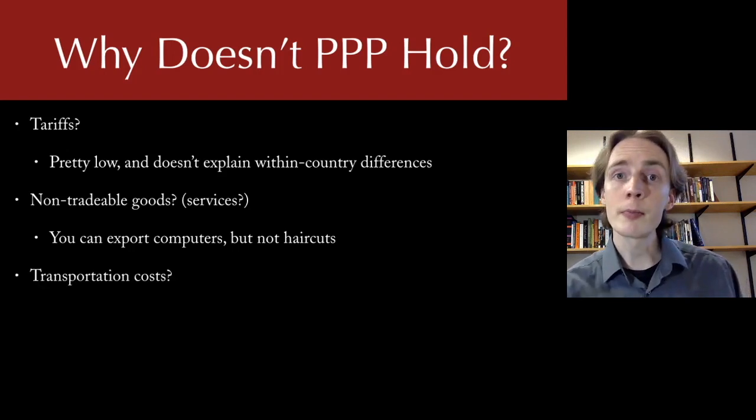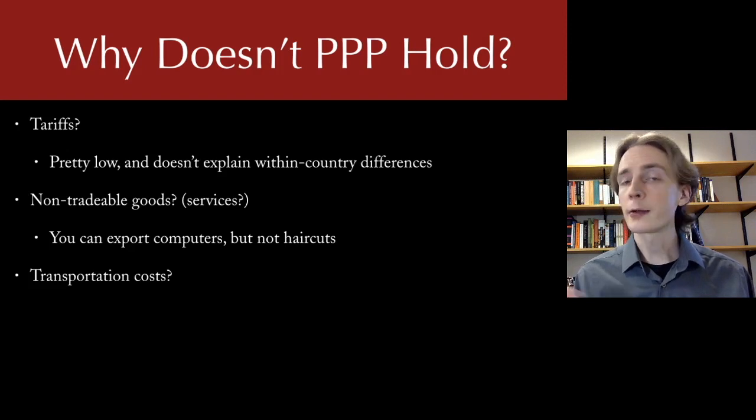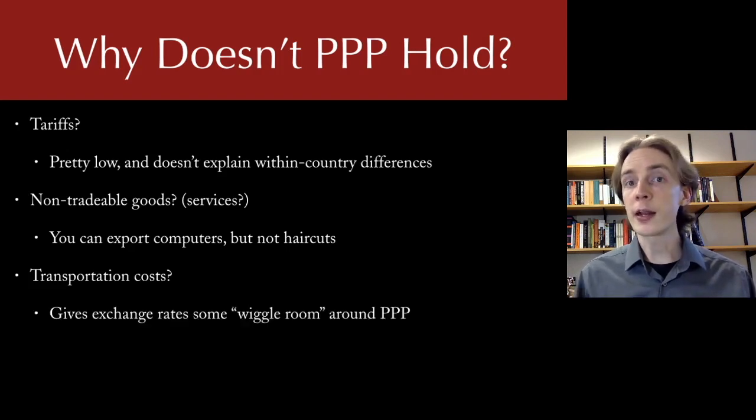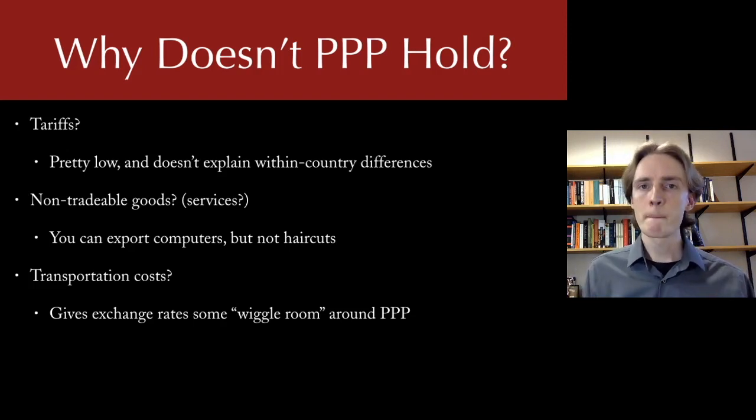Another example might be transportation costs, just like in the last question of homework 2. If it's costly to take advantage of those arbitrage opportunities, if it costs some money to ship things from China to the US or vice versa, that can actually give exchange rates some wiggle room around purchasing power parity, where maybe it's not worth it at a slight difference to arbitrage it. But at a big difference, it might be.